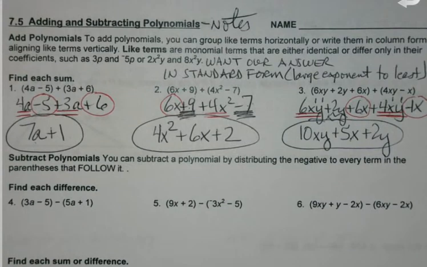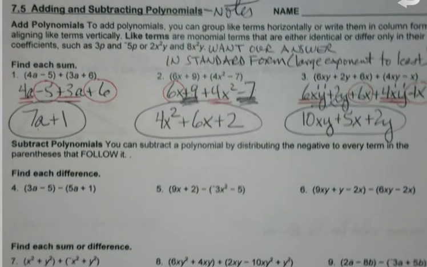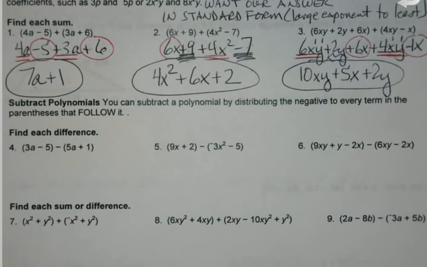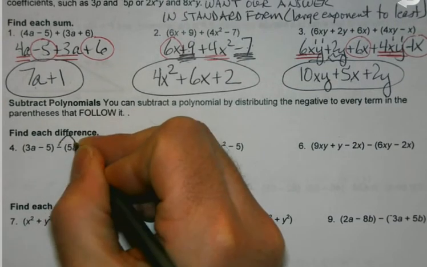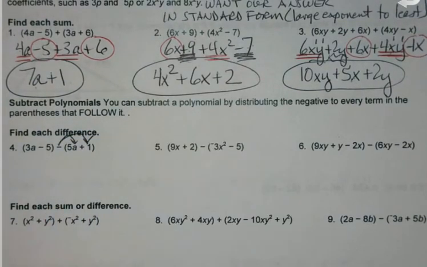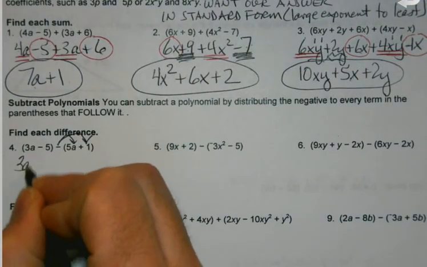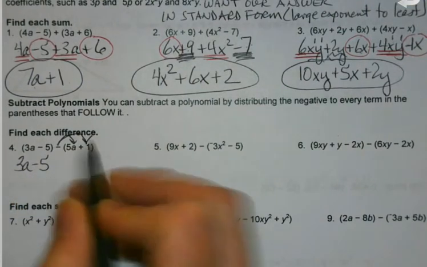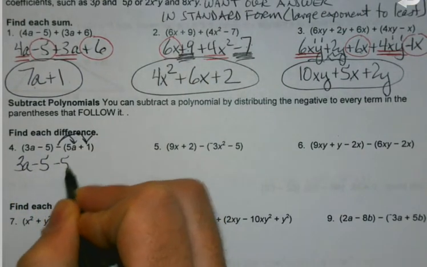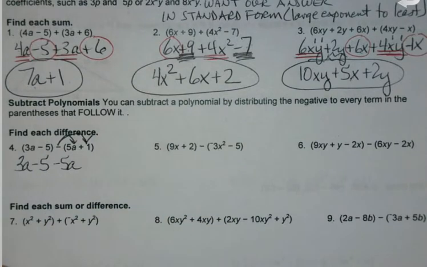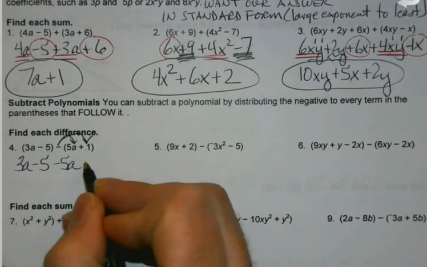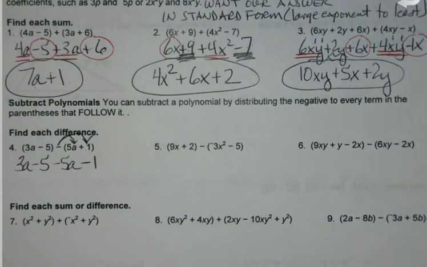However, once it turns into subtract, we've got to just go through and distribute the negative to every term in the parentheses that follow it. So here's how this is going to work. This negative, or this minus, distributes to both of those. In other words, it changes the sign that they currently have. So this positive 5a will become negative 5a. And this positive 1 will become negative 1.